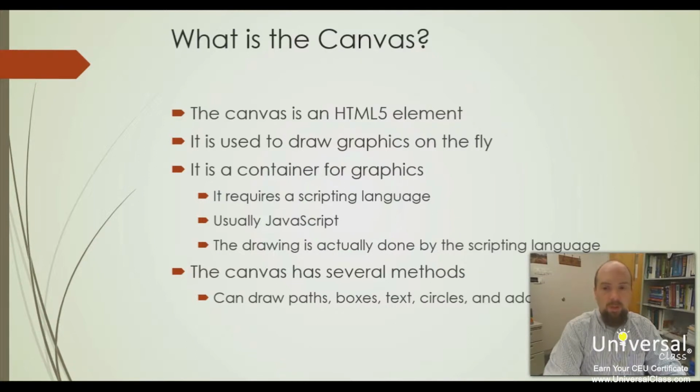The canvas is an HTML5 element. It is used to draw graphics on the fly. The canvas is a container element. It is a container for graphics. We will put graphics inside of it. However, it does not have any capabilities itself of drawing. It requires a third-party scripting language. Typically, JavaScript is what we would use.